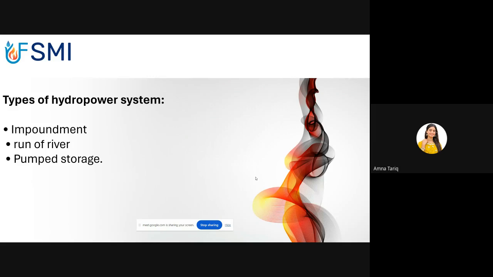There are three types of hydropower systems. Okay, so number one is impoundment, number two is run of river, and number three is pumped storage. We will discuss all three types one by one.